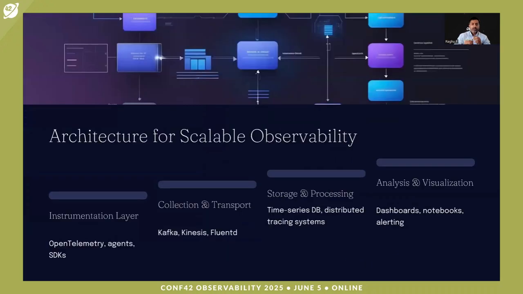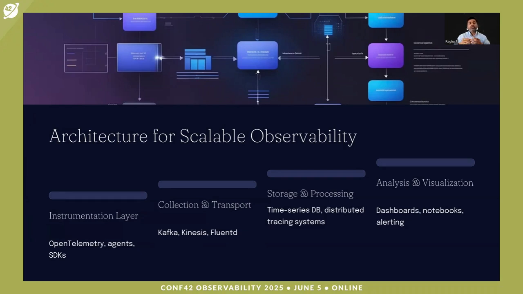Now, this slide outlines the key components of a scalable observability architecture and also the infrastructure. The instrumentation layer includes tools like OpenTelemetry, agents, and SDKs to capture observability data from applications and infrastructure. The collection and transport layer ingests the data using technologies like Kafka, Kinesis, and Flink.